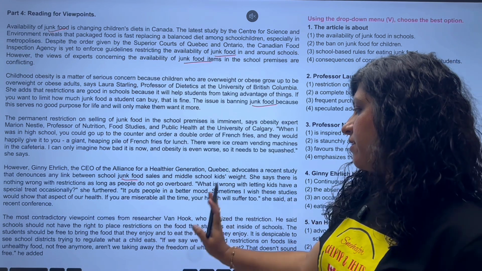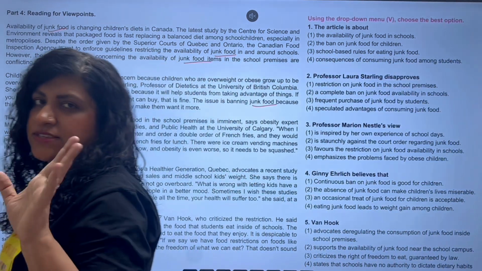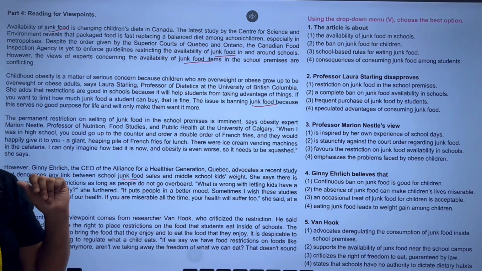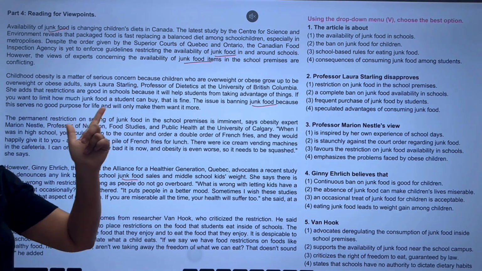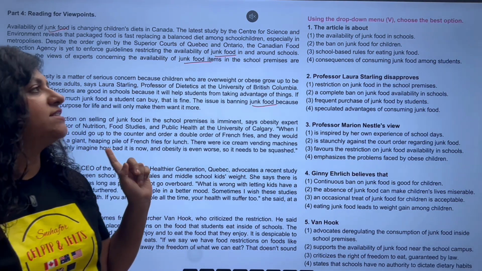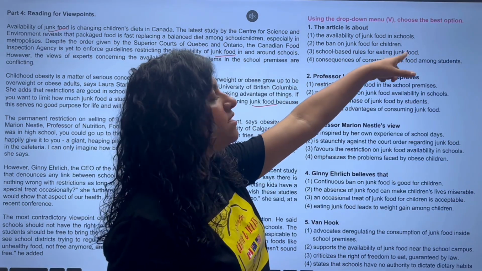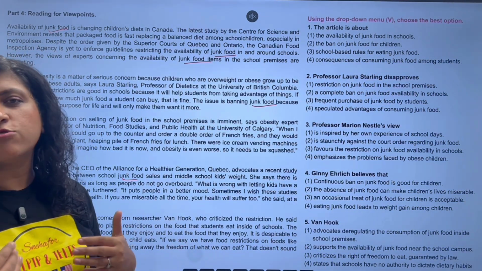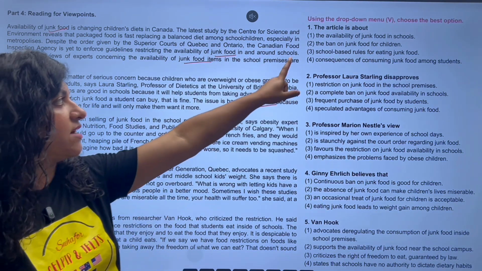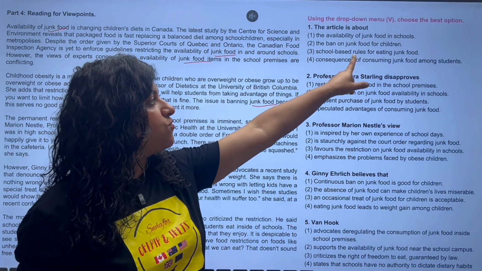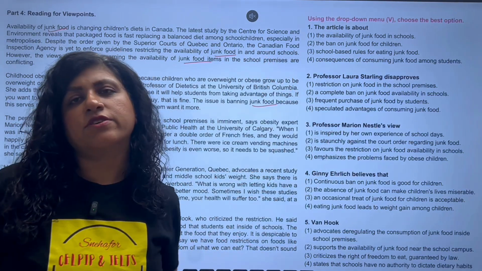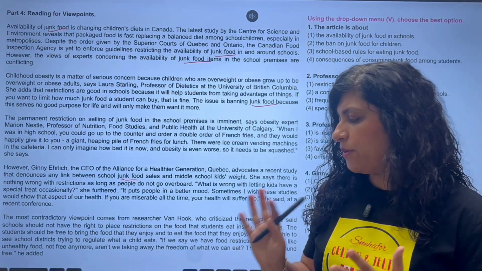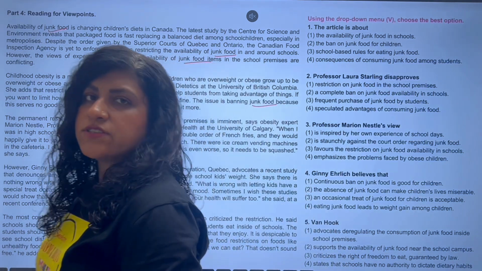It must be somewhere here as well. So this is one phrase that is being repeated throughout the text. Now, we have to find what the article is about, and this phrase is there in almost all the options as well. So we have to see what related to junk food is being discussed. Is it availability or ban, or school-based rules, or consequences of consuming it? And as I said, there is a high probability that it can be there in the first paragraph.